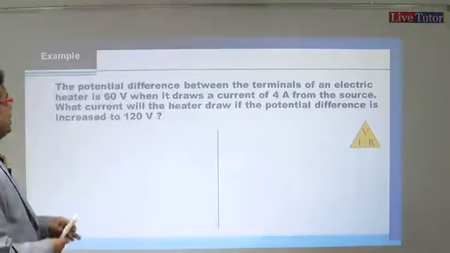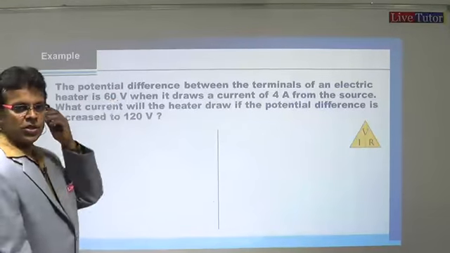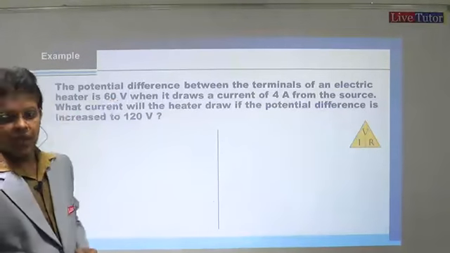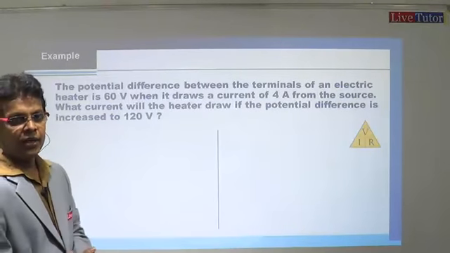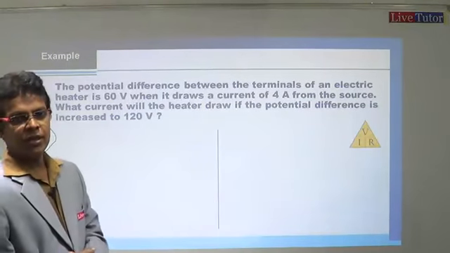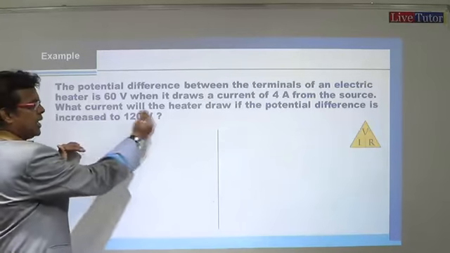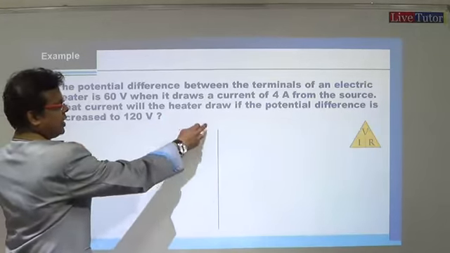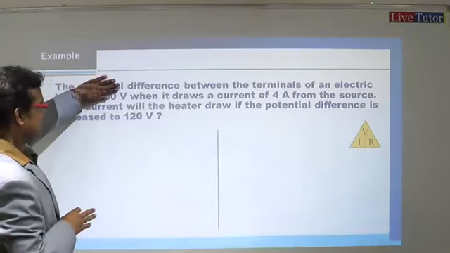the potential difference between the terminals of an electric heater is 60 volt when it draws a current of 4 amps from a source. Here there are two parts in the question. We have to understand what is the final question. What current will the heater draw if the potential difference is increased to 120 volt. Actually, this is not required.